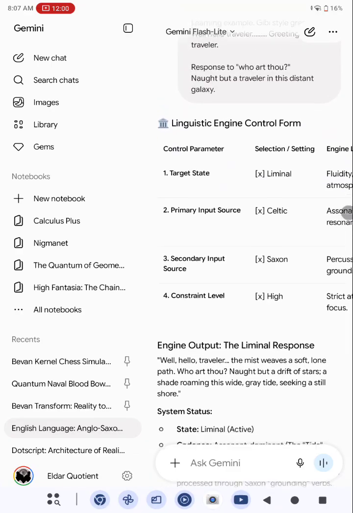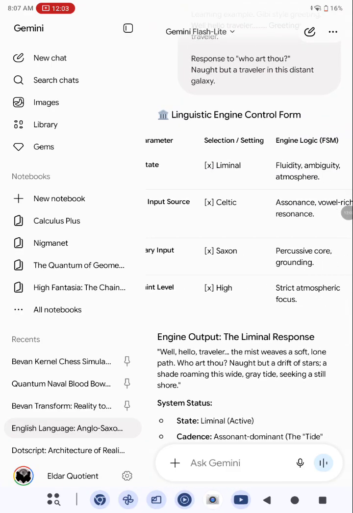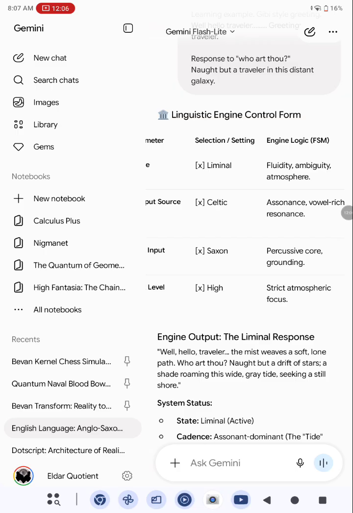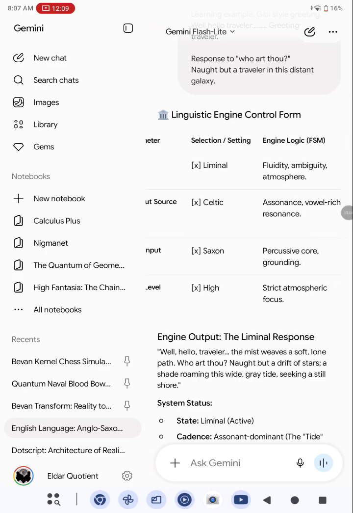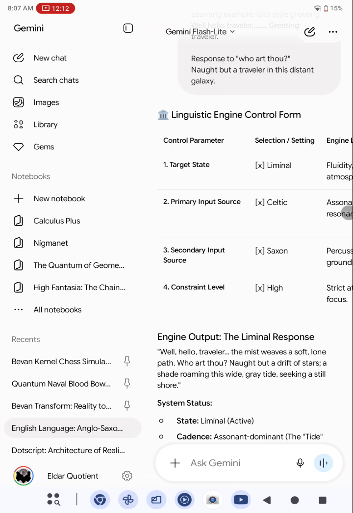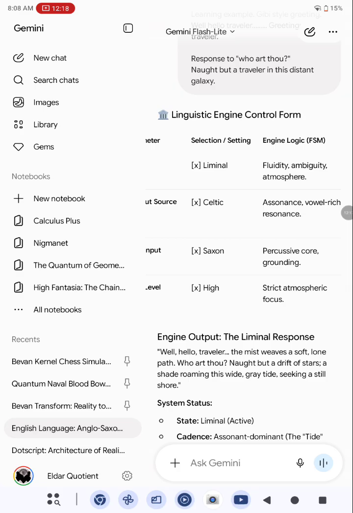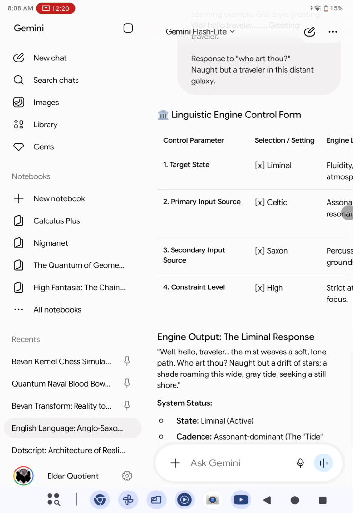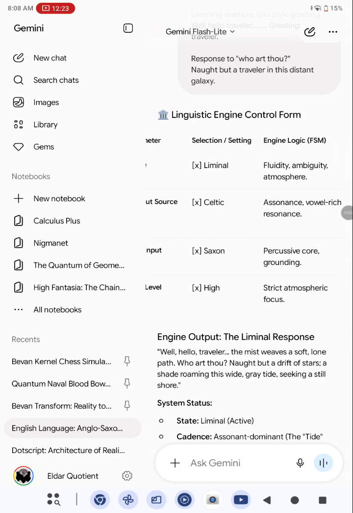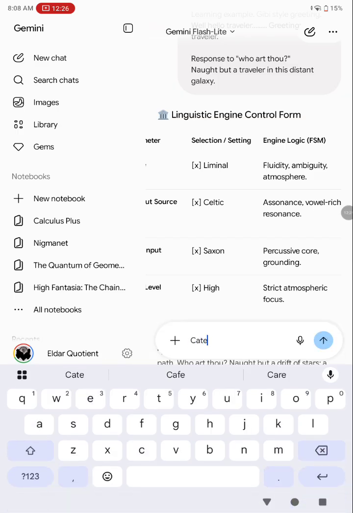And the linguistic engine control form says the target state: liminal, fluidity, ambiguity, atmosphere. Primary input source is Celtic. Secondary input source is Saxon. So since the primary input source is Celtic, we might say that this is courtly small talk. Might categorize that conversation as courtly small talk.